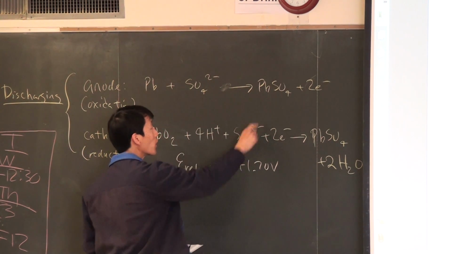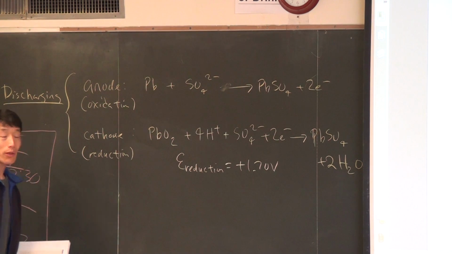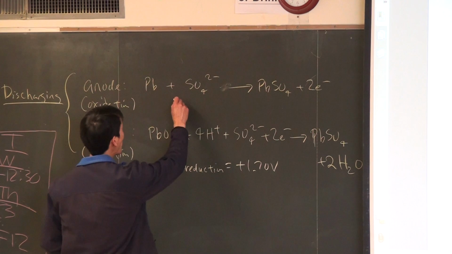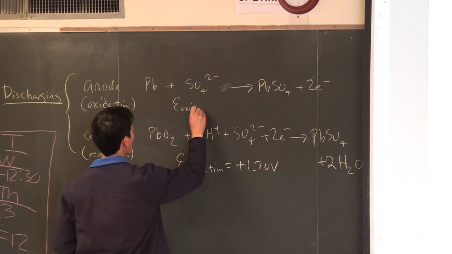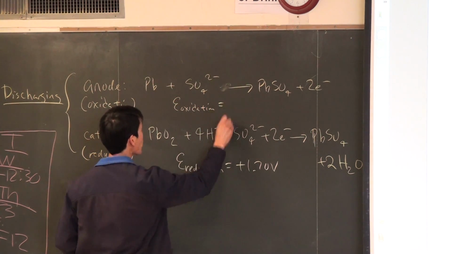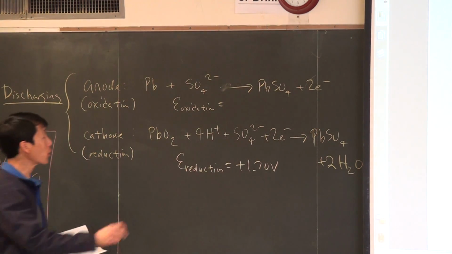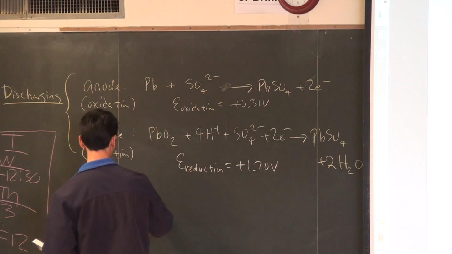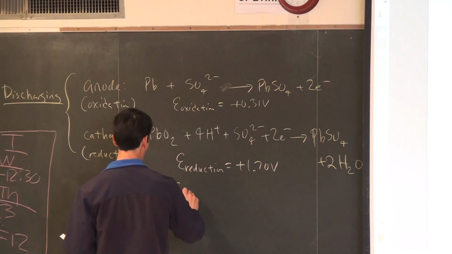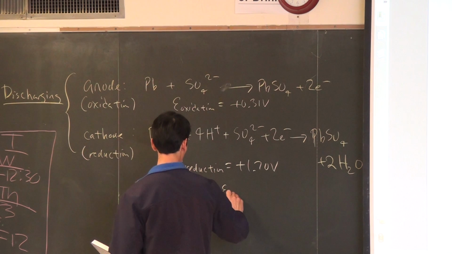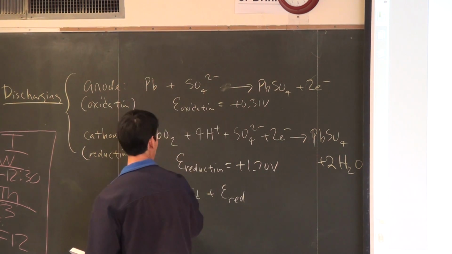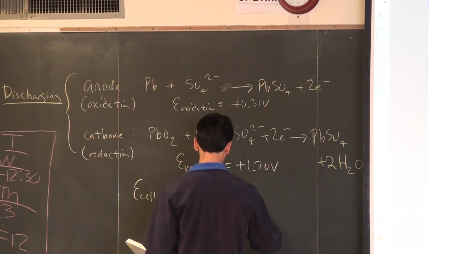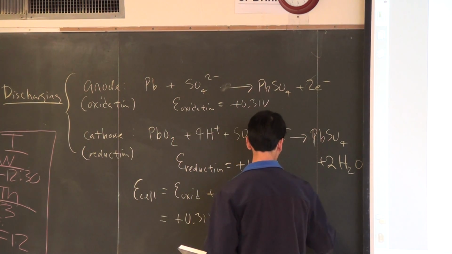And then for this one, if we look at the reverse of this reaction, that gives us a reduction potential, but no, we want to look at the oxidation. So what's going to be the oxidation potential for this reaction? This would be plus 0.31 volts. So for each cell, E cell is equal to E oxidation plus E reduction. That's plus 0.31 volts plus 1.70 volts, which is 2.01 volts.